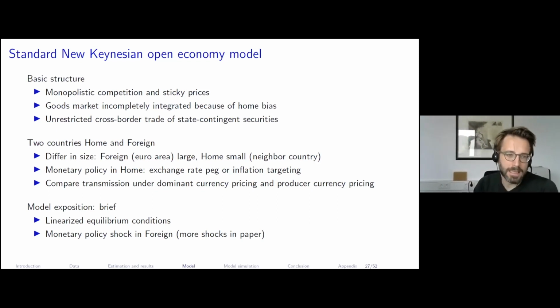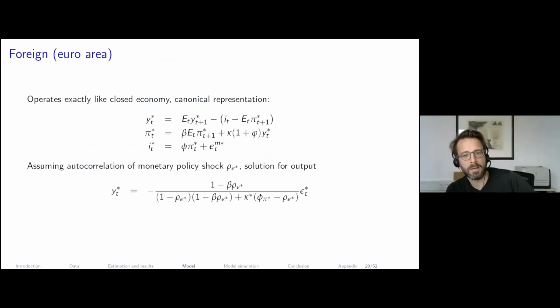Yeah, and then we look at monetary policy in home and distinguish exchange rate peg from flexible exchange rate plus inflation targeting. In our baseline, for reasons I gave you in the beginning, we assume dominant currency pricing, but we also look at PCP to understand the difference. The model is standard, so I can be very brief.